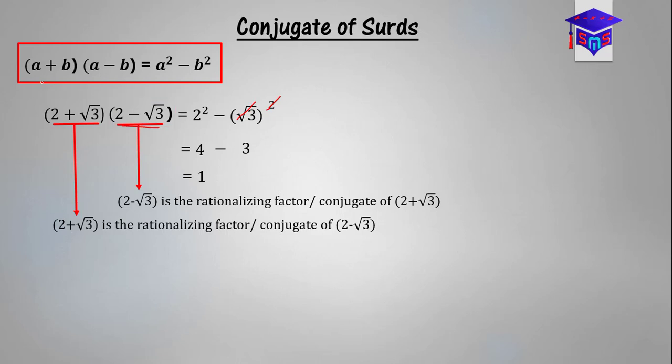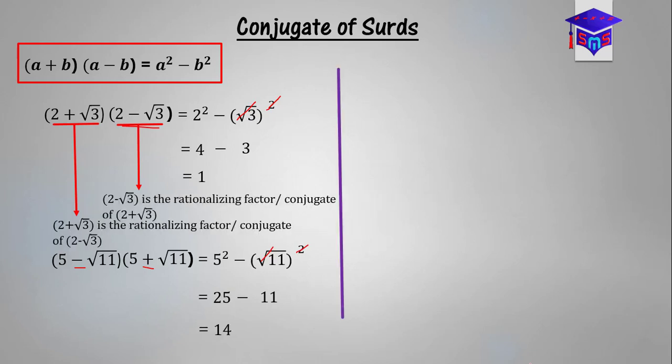Alright, let's look at another one. Assuming I have 5 minus root 11, what do you think will be the conjugate of 5 minus root 11? It's probably going to be 5 plus root 11. Just change the sign. And so based on our formula, it is going to give us 14, which is a rational number.